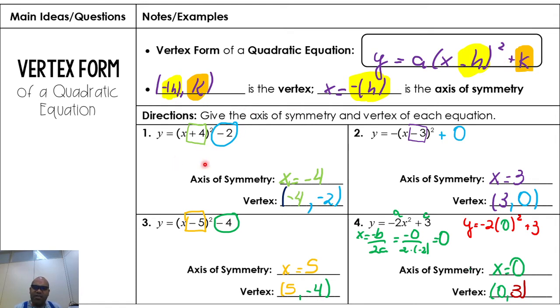Oh, mister, it's easy. Yes, I told you. For example, here, y equals x plus 4 squared minus 2. My x of symmetry is x equals negative 4, the opposite of positive 4. And my y-intercept is negative 2. Oh, mister, so easy. Yes, I told you guys, it's very easy.